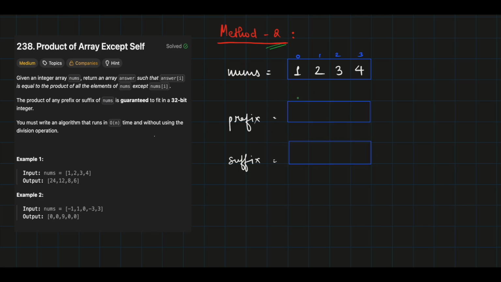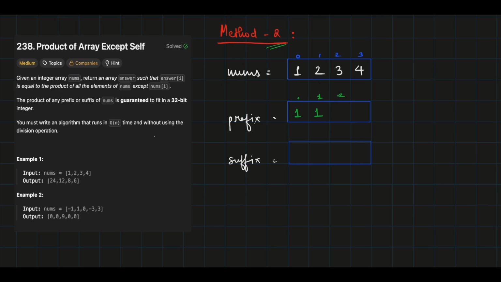So for the first index, the 0th index, nothing comes before the 0th index, so we can by default put 1 here, right? And for the next index, what we can do is multiply the previous prefix value with the previous element of the nums. So here 1 will be multiplied by 1, that is 1. So if you come to 2, before 2 the product of all the elements is 1. So we store it here as 1.